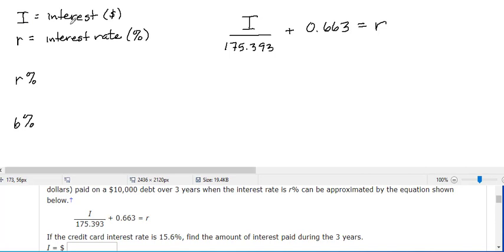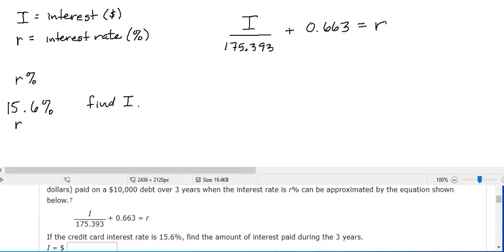I is the interest that you earn, and that's in dollars. R is an interest rate, and that's a percent. And this formula that they came up with, the 175.39, this formula is only good for a $10,000 debt over 3 years. If the credit card interest rate is 15.6%, find the amount of interest. Okay, so first, when you read that, credit card interest rate is 15.6%. That would be the R. Find the amount of interest paid. That would be finding I.